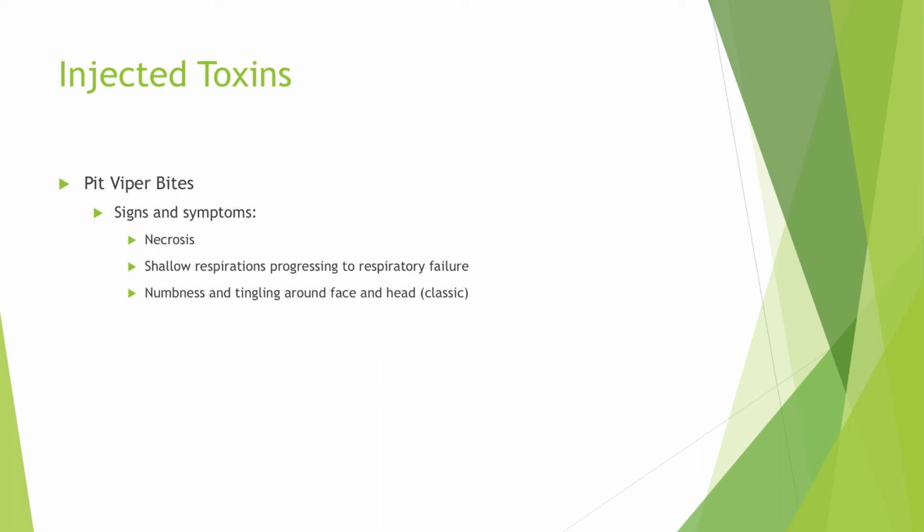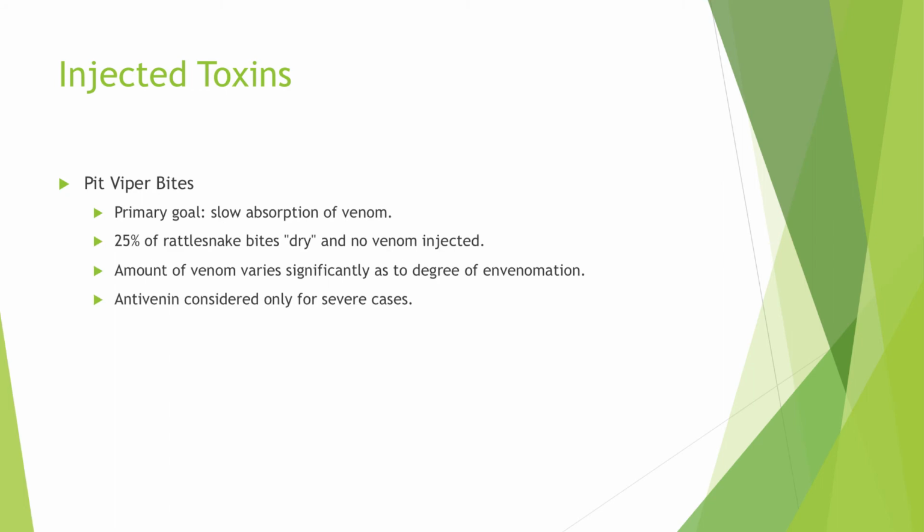Bruising all over. Necrosis, especially at the site. Shallow respirations to respiratory failure. Numbness and tingling around the face and head is a classic symptom. So any of those pit vipers, you get down to this point, yeah. So that numbness and tingling around the face and head, man, that's big. So that's a big clue for a viper bite, like a cottonmouth or a copperhead or rattlesnake. We want to slow down the absorption. That's what we want to try to do. 25% of the bites are dry with no venom injected. So not every one of them injects venom right away.